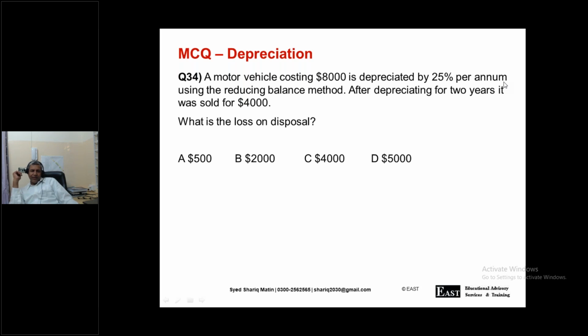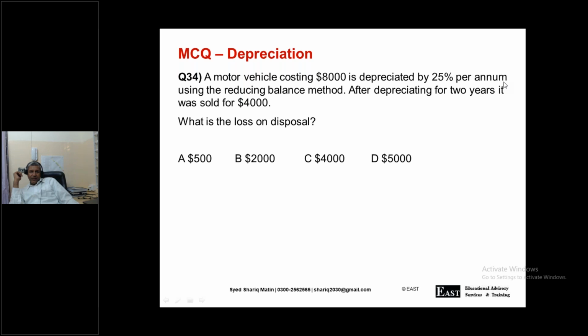All right, so the motor vehicle costs 8,000 and it says that the depreciation has been charged for 2 years using reducing balance method. That means the first year depreciation will be 2,000, applying 25% on 8,000, and subtracting 2,000 from 8,000 will give you the net book value, and then you apply 25% again, which on 6,000 will give you 1,500. Accumulated depreciation of the 2 years will be 1,500 plus 2,000, which will give you 3,500.